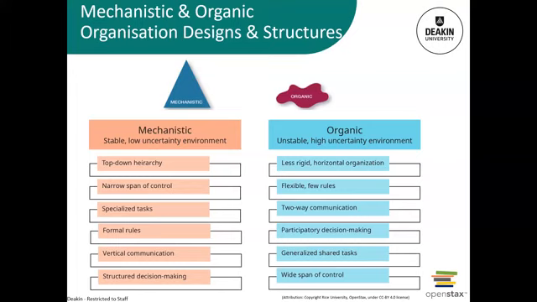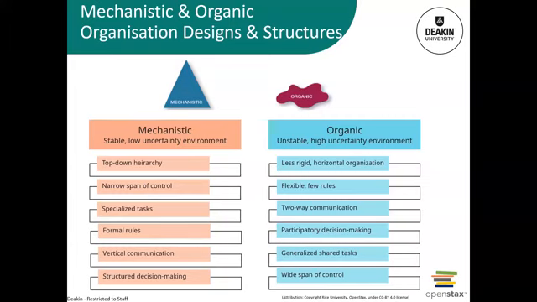An example, Deakin University. We are a large organisation. It's very mechanistic. We operate under a lot of rules. There are a lot of policies. It's a very big university. Other examples of mechanistic structures would be banks and government departments like Centrelink. Again, they have a lot of rules about how things work and a lot of very specialised tasks within it. And as a result, not so much flexibility.